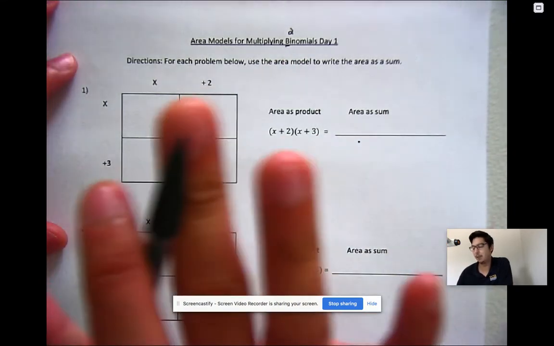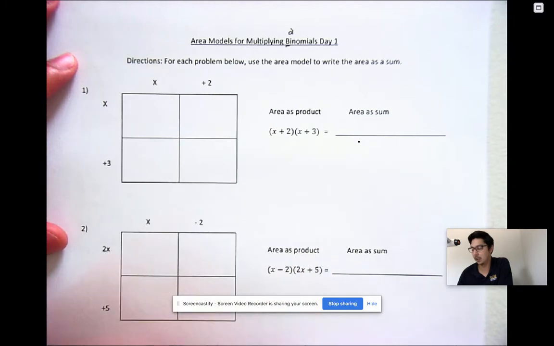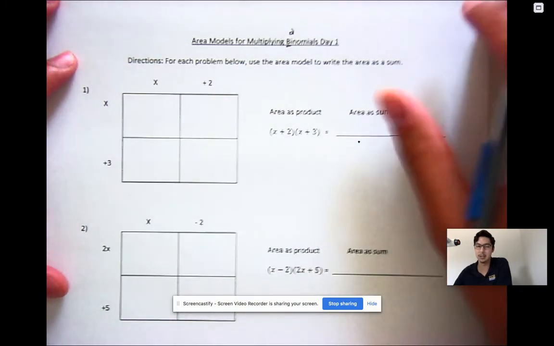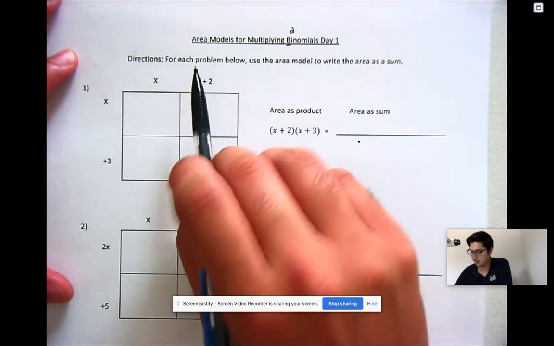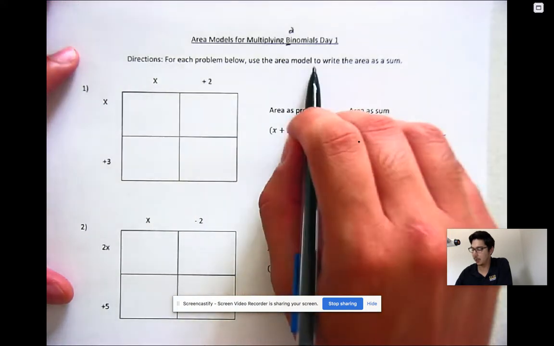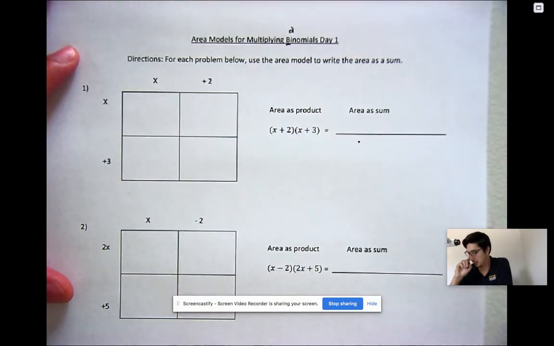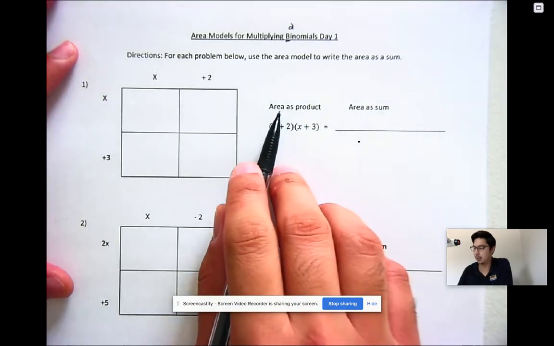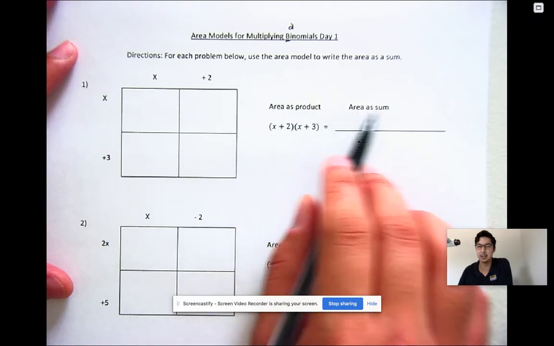So if you don't get it today, do your best, look at the mistakes you make, and then we'll look at it again the next day. And the directions for these are for each problem below. Use the area model to write the areas as a sum. Now, there's 2 words we use: area as a product and area as a sum.